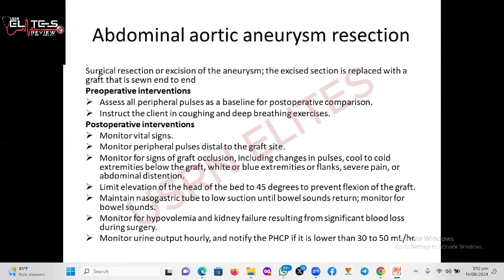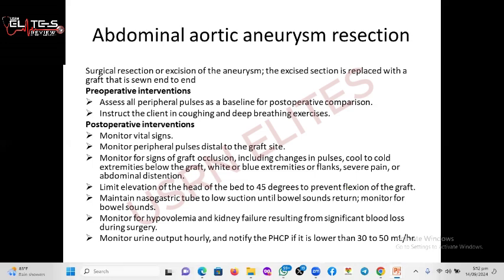Then you have to maintain the NG tube, in case there is an NG tube in place, to empty the abdominal contents. You need to make sure that the NG tube is in place, and you can only remove it when bowel sounds return, and you monitor for the bowel sounds as well.